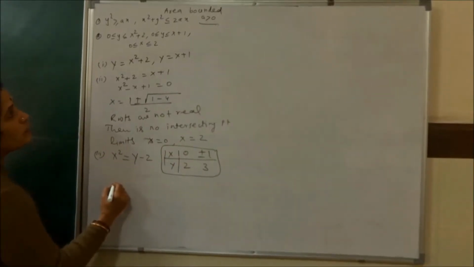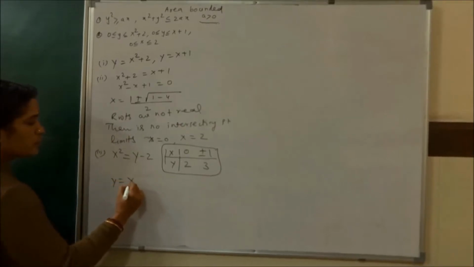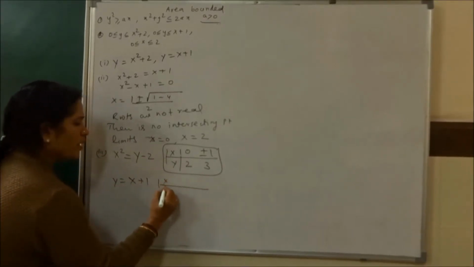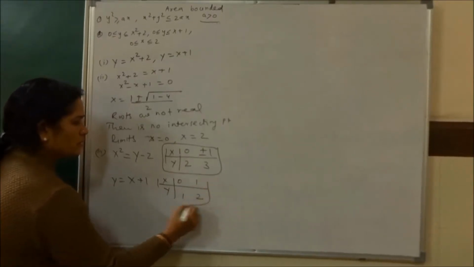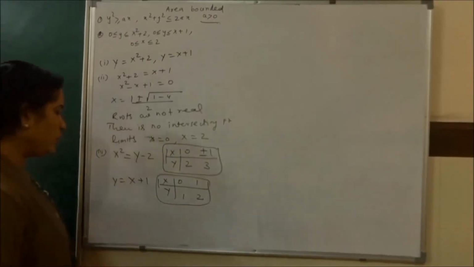Now see another line equation. What is the line? y equal to x plus 1. Now this is xy. So if I keep x as 0, y is 1; x is 1, y is 2, etc. Okay, fine. Now let's draw the diagram.